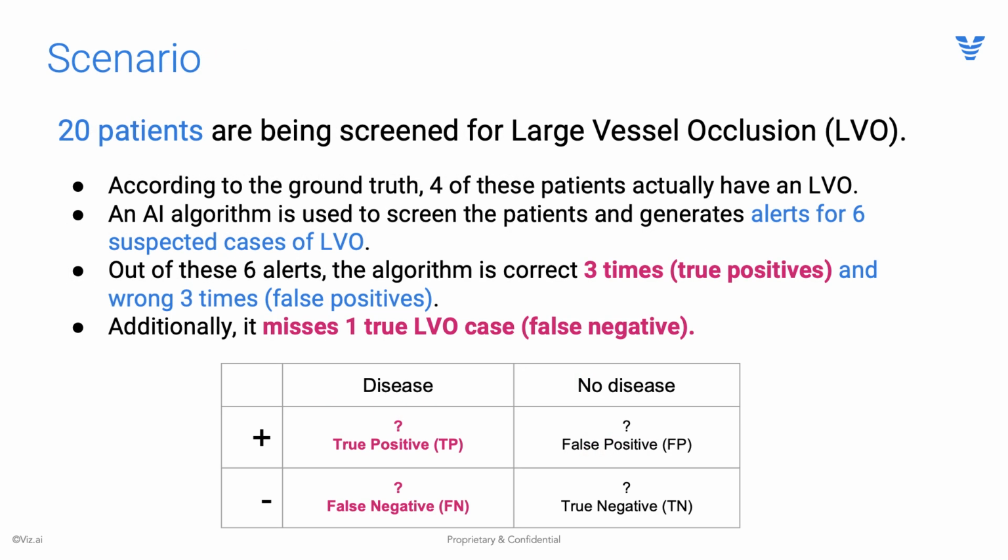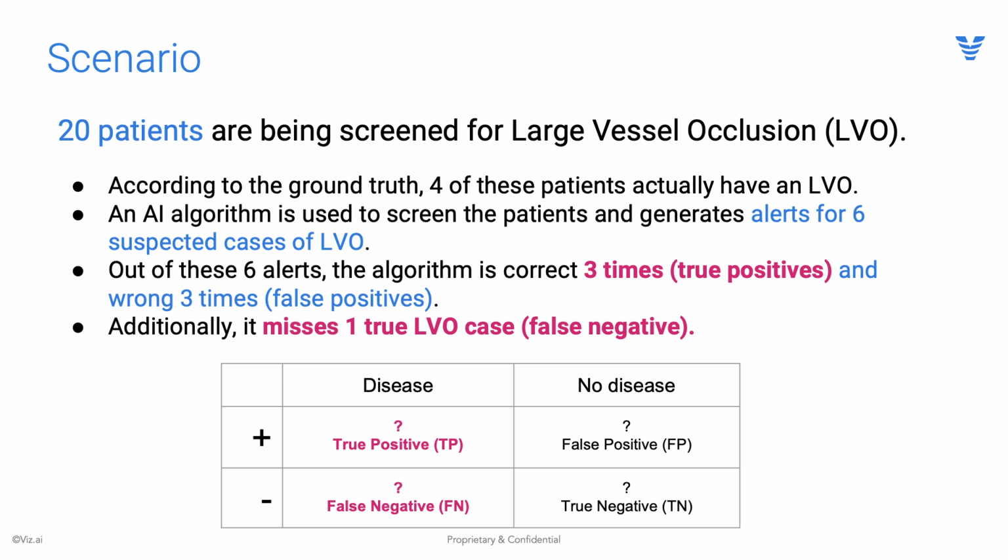So I'm going to start out with a scenario, and we're going to use this scenario over and over again, walking through a number of metrics. I'm going to read it once, and then beyond that, we'll just show it on the screen. So we have 20 patients that have been screened for a large vessel occlusion. These are all going to go through an AI algorithm in this particular case. It could be any disease, but we're going to focus on LVO here. According to the ground truth, so that would be those reader studies, 4 of these patients actually have an LVO. So those are 4 that would be diagnosed later in a radiology report, where all radiologists agree unequivocally that 4 of those 20 patients actually have an LVO.